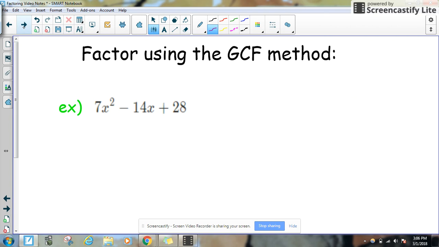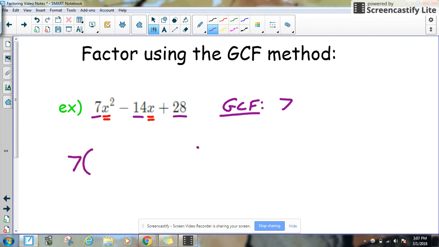The first problem says to factor using the GCF method of 7x squared minus 14x plus 28. Well, the first thing you have to do is ask yourself, what is the GCF? Now, I don't really need to do prime factorization here. It's pretty obvious that the GCF between 7, 14, and 28 is 7, okay? Then you could look at the x squared, the x, but there is no x over here with the 28, so I'm not able to remove any x's from the problem. If 7 is the GCF, that's what's going to be removed from the problem.